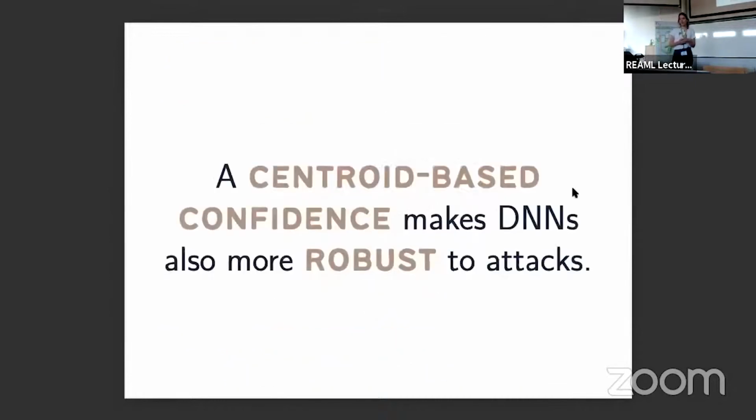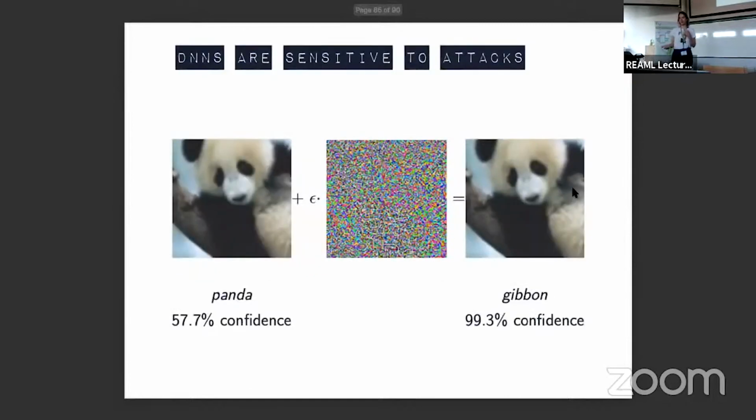And a centroid-based confidence makes deep neural networks also more robust to attacks. The issue with adversarial samples is, for example, denoted here. So you train, for example, on ImageNet, and then you give it the picture of this panda, and it says it is a panda with 60% confidence. Then you add a super small amount of noise. This is your noise picture, and epsilon is super small. It's so small that if you add the noise to the image, you cannot see it with the human eye. So you cannot see the adversarial disturbance, and now the network classifies the panda as a gibbon, a monkey, with a super high confidence.